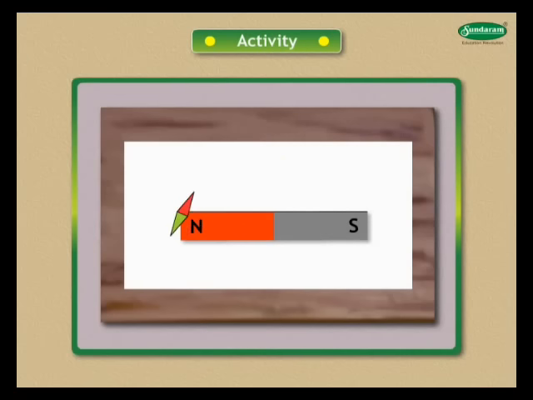The path along which the unit north pole moves in the magnetic field is called magnetic lines of force or magnetic field lines. Properties of magnetic lines of force. 1. Magnetic lines of force are closed continuous curves. They start from north pole and end on south pole.